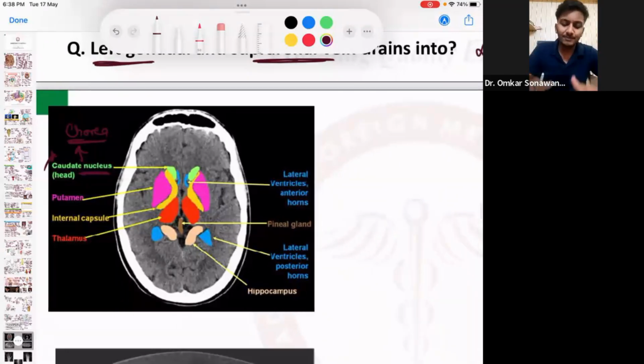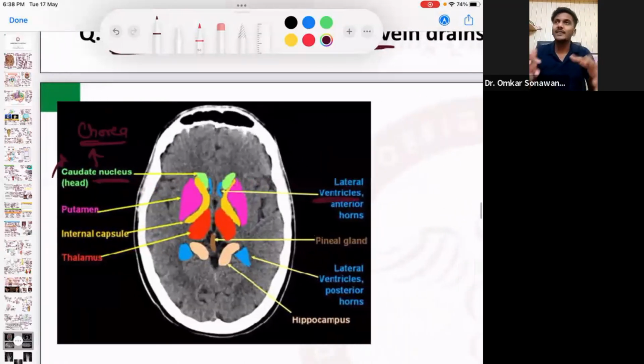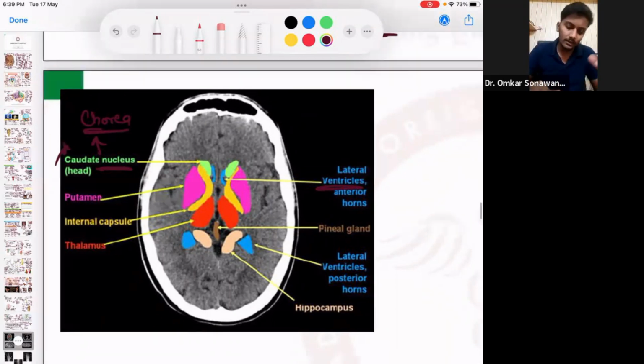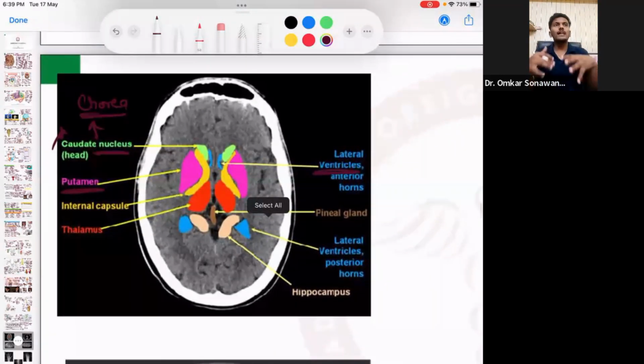Then on the medial aspect of the caudate nucleus, we have the lateral ventricles. Easy way to remember: lateral to the lateral ventricles is the caudate nucleus. No issues with this. Then the pink color structure is known as the putamen.